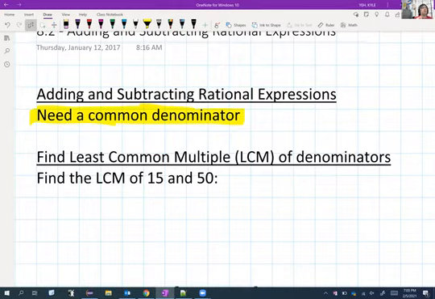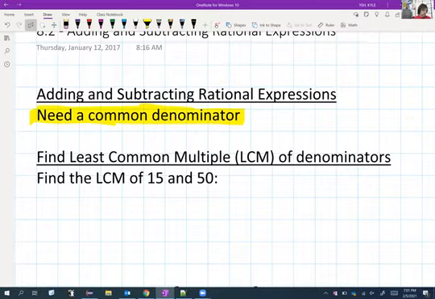That means, what is a multiple of 15? Well, 15, 30, 45, 60, 75, anything that is 15 times some positive integer, some natural number. What are the multiples of 50? 50, 100, 150, 200, 250, 300. I want to know what is the least common multiple. What multiple do they share? And we want the lowest one.